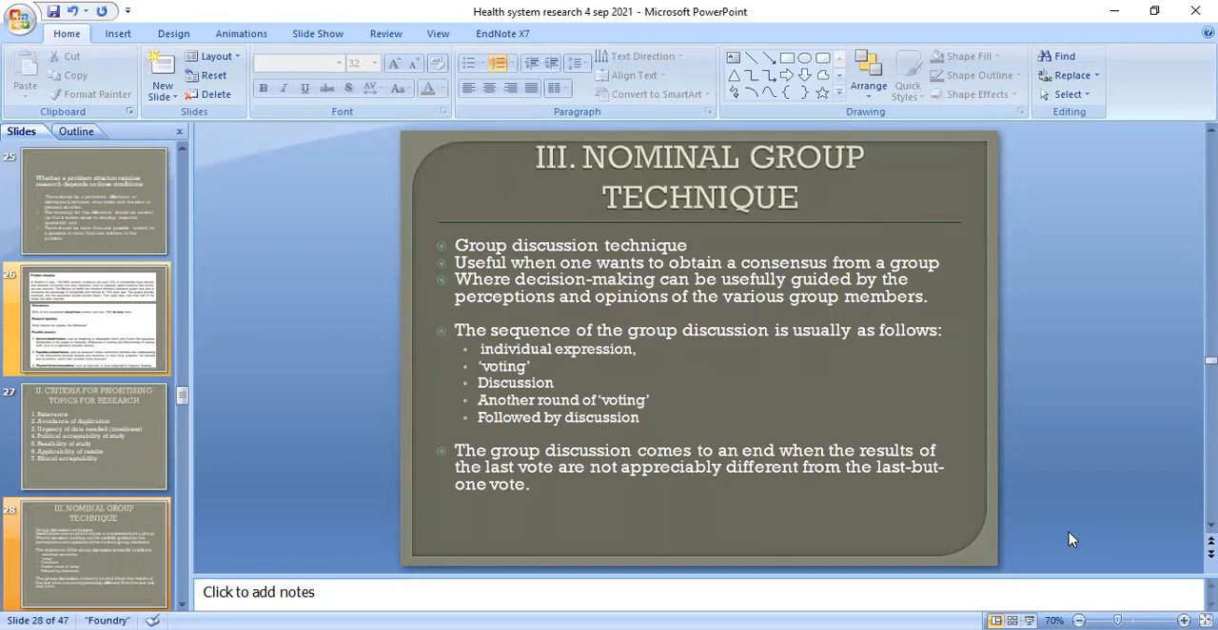The sequence of the group discussion is usually as follows. First of all, the individuals express their views and then voting is done, and then there is another round of rediscussion and another round of voting followed by discussion. The group discussion comes to an end when the results of the last vote are not appreciably different from the last but one vote.